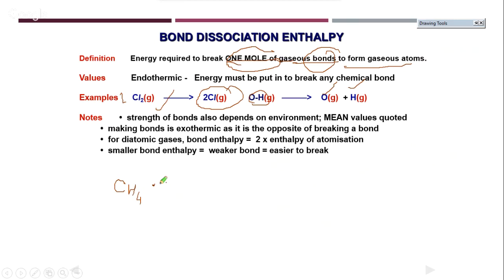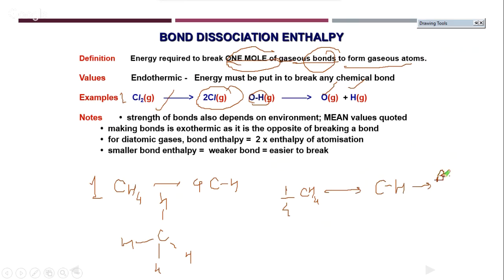Let's say I have CH4, then 1 mole of CH4 will give me 4 moles of CH bonds. Why? Because each carbon is connected to 4 hydrogens, and therefore there are 4 moles of CH bonds. So I will ideally have to take 1/4 of CH4 dissociation into CH to actually get the bond dissociation energy.